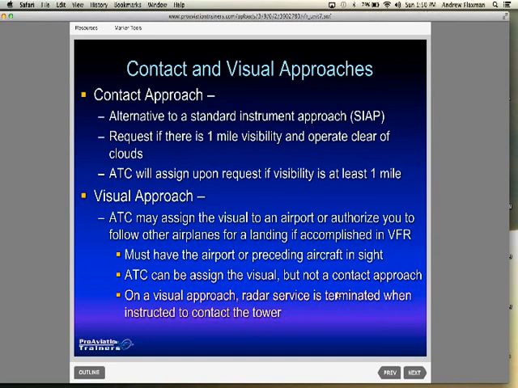And then on a visual approach, radar service is terminated when instructed to contact the tower. So you're on approach control frequency. It says, turn left heading 230, maintain 2,200 until established. You're cleared for the ILS 9 left approach. Two miles from the final approach fix, you may contact tower, radar service terminated.